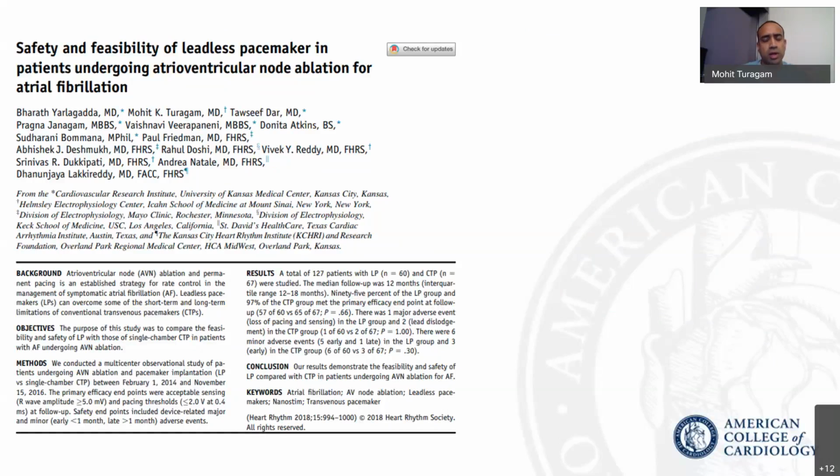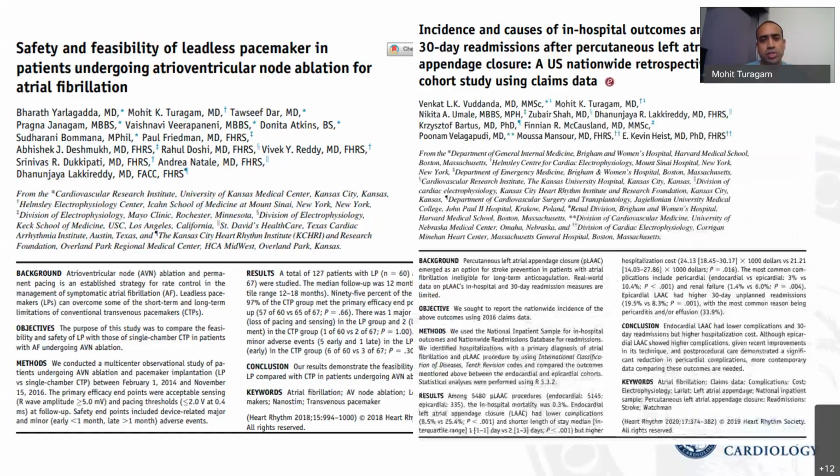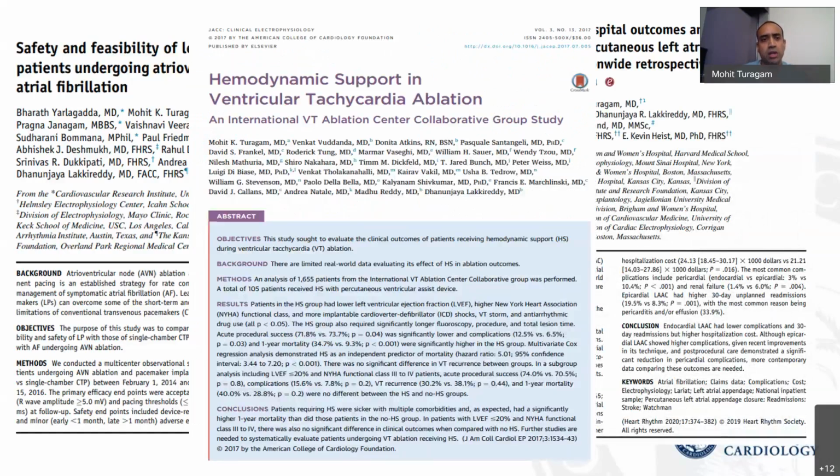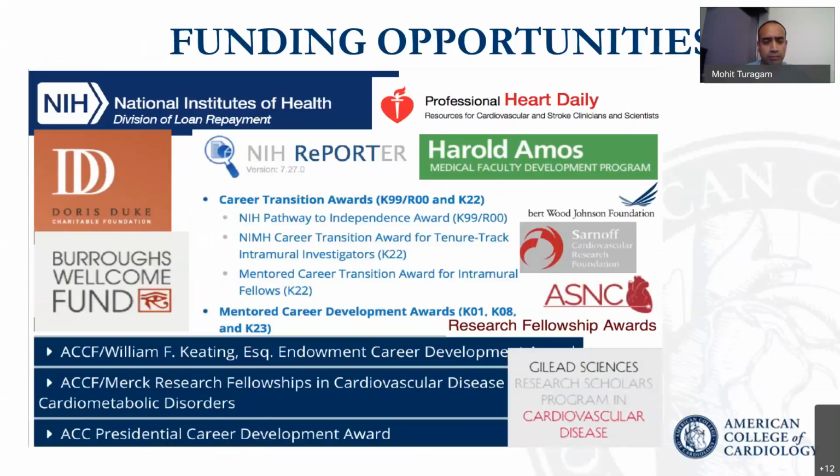So these are some of the papers which were published by working and collaborating with other people from other institutions on niche populations which cannot be answered by large-scale randomized controlled trials. So just keep your eyes and ears open, collaborate with people, try to find other institutions that are willing to participate in research, and eventually things will pan out. And funding opportunities, I won't go over these. Dr. Butler has already given an extensive presentation about the various opportunities which are available.